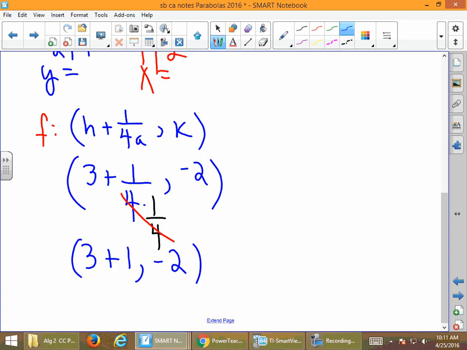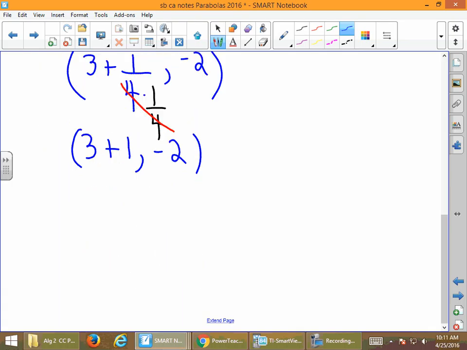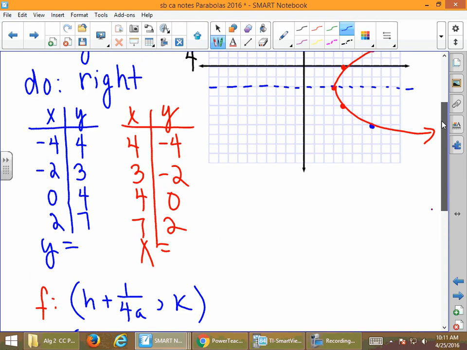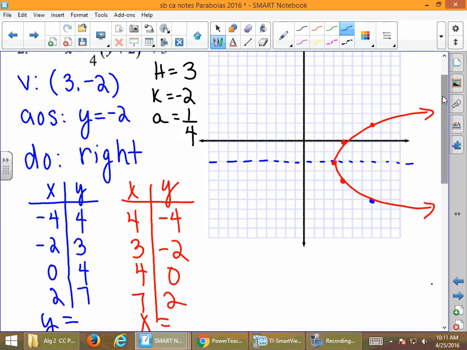And you could still type it in your calculator if you need to. But 3 plus 1 is 4, -2. That's our focus point. Focus points are always on the inside of the parabola. So when we come back here, 4, -2. There's our focus point. And we can see it better on this picture, and I can talk about it better on this picture. The focus point is the same distance away from the vertex as the directrix.